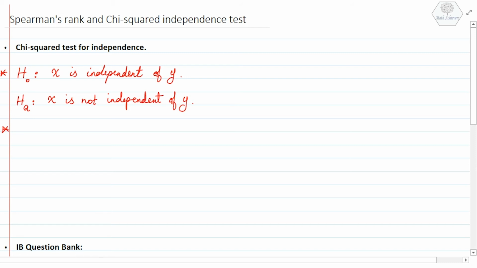The second thing, we need to know how to calculate the degrees of freedom, which we write as d.f. These are equal to the number of rows minus 1 times columns minus 1.